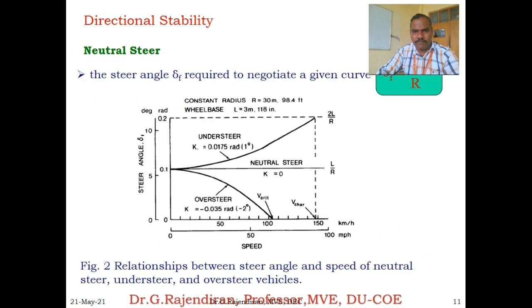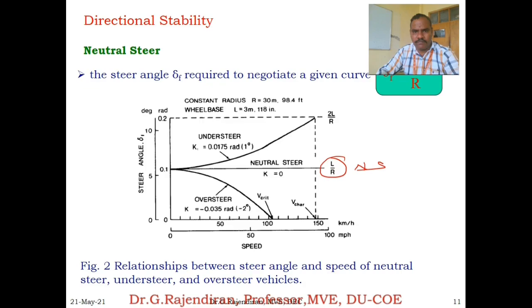So delta is equal to L by R. This is for the neutral steered vehicle. This is the steer angle with respect to the speed. For the neutral steered vehicle, it stays at L by R. Clear?